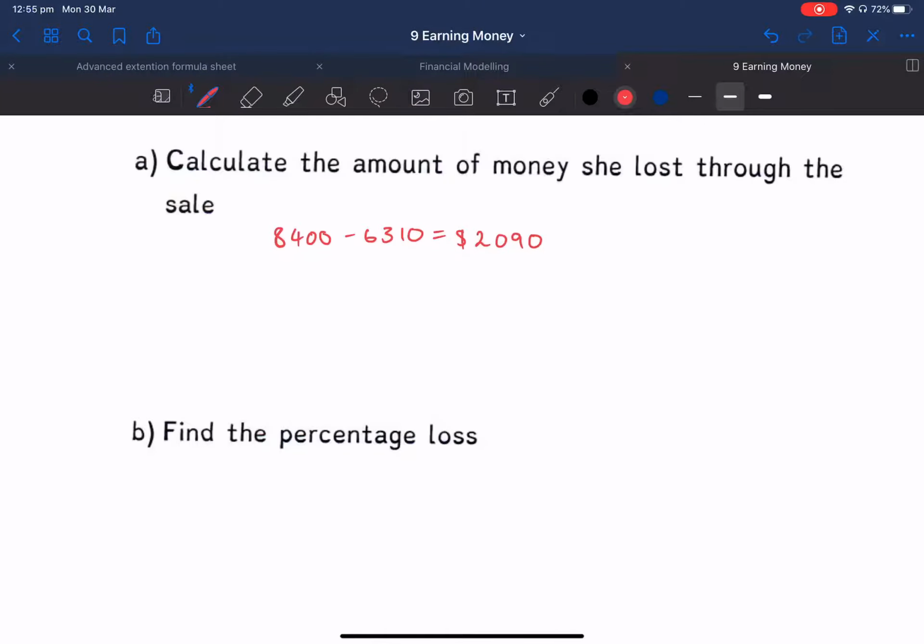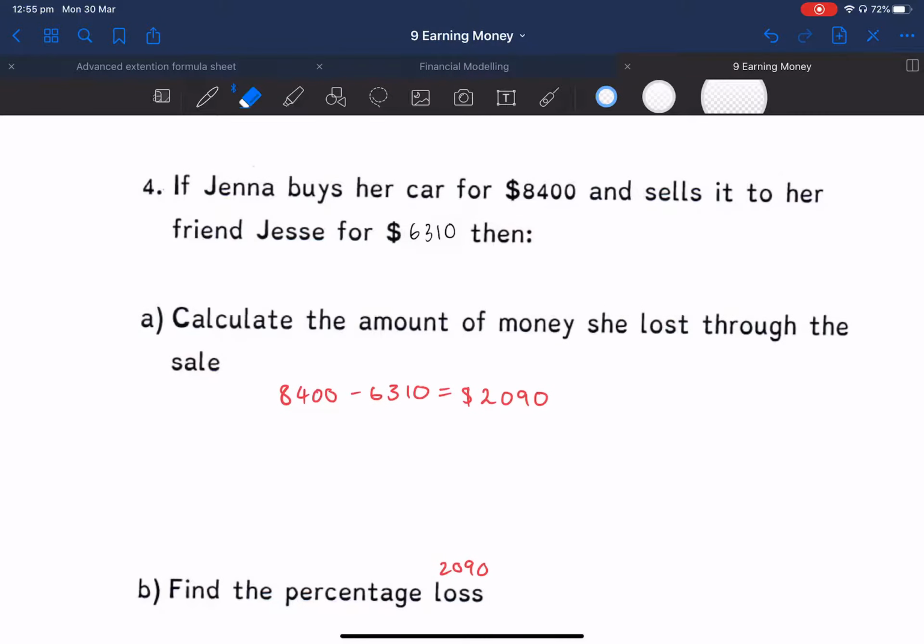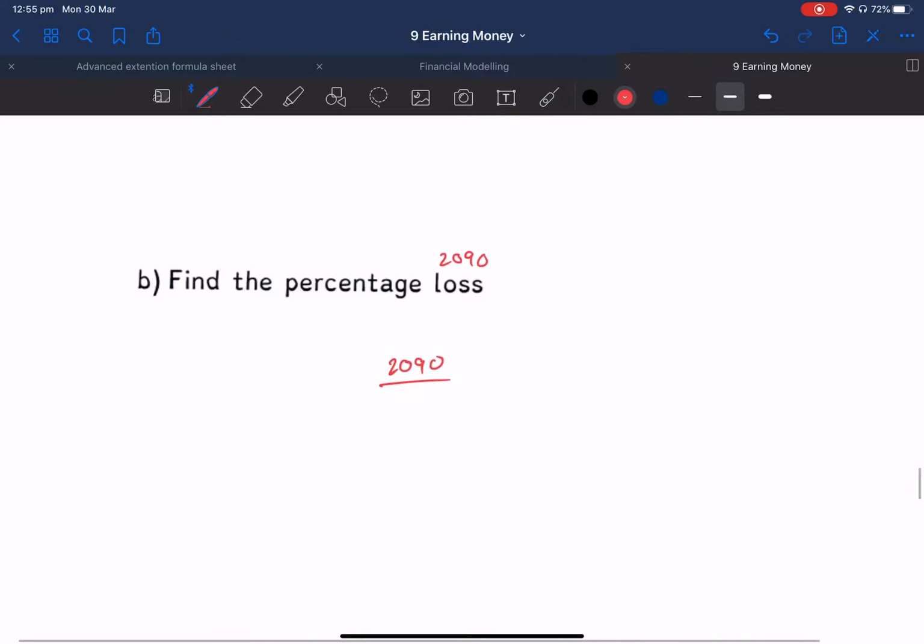That's how much she lost, or how much less she sold it for. So now, when we're doing markup, we're talking about markup percentage or profit increase, the percentage it's gone up by. What we're going to do now is percentage loss. It's a really similar idea, super simple. We're going to take our loss, which is just our answer from that question before, 2,090, and we need to figure out, well, how much is 2,090 out of the original? Now, the original cost is what she paid for it, so $8,400.